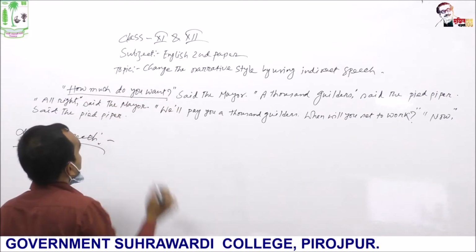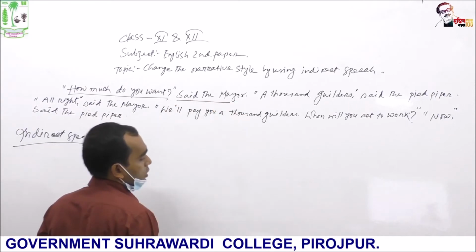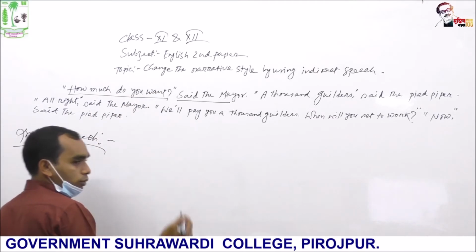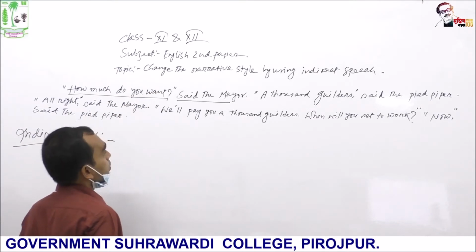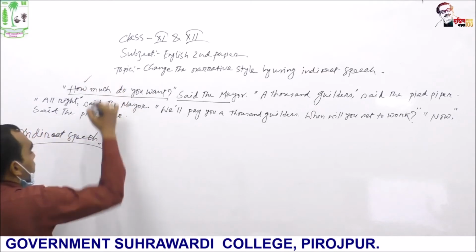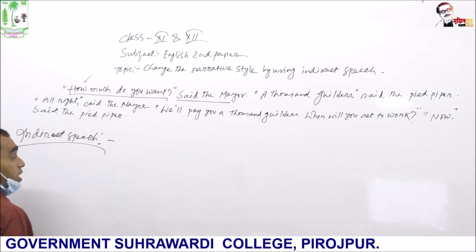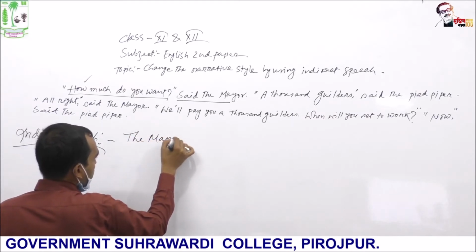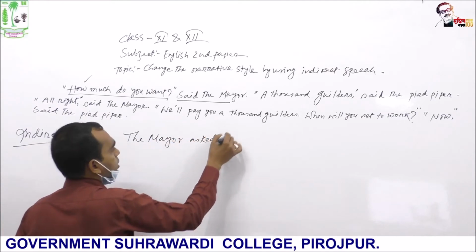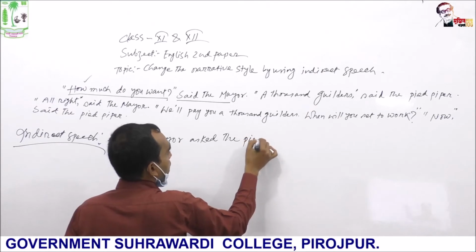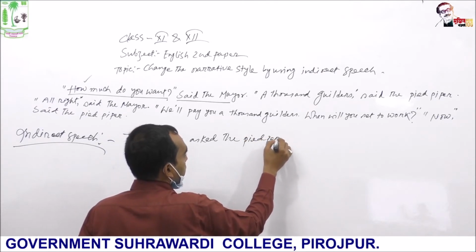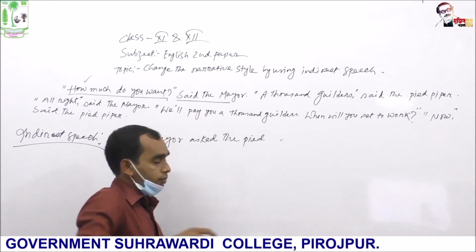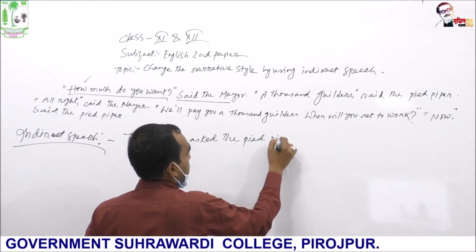"How much do you want?" said the mayor. So this is an interrogative sentence. So we have to use "asked" instead of the verb "said," as the beginning sentence is an interrogative one. The mayor asked the Pied Piper.